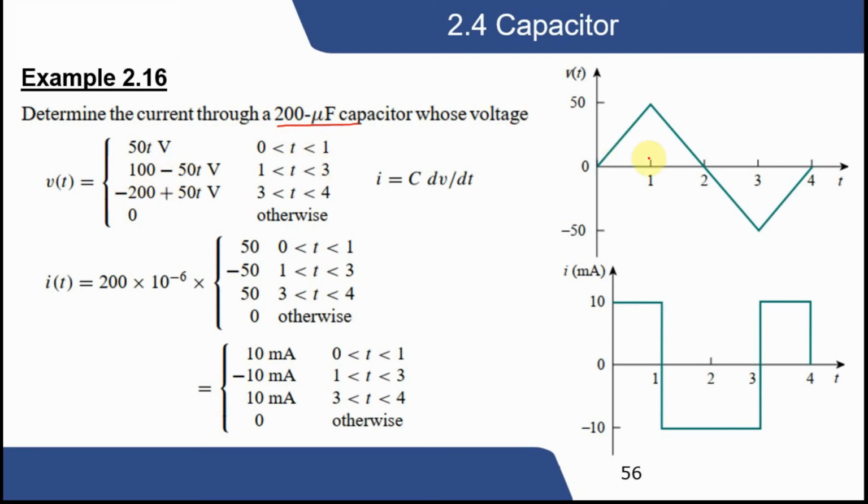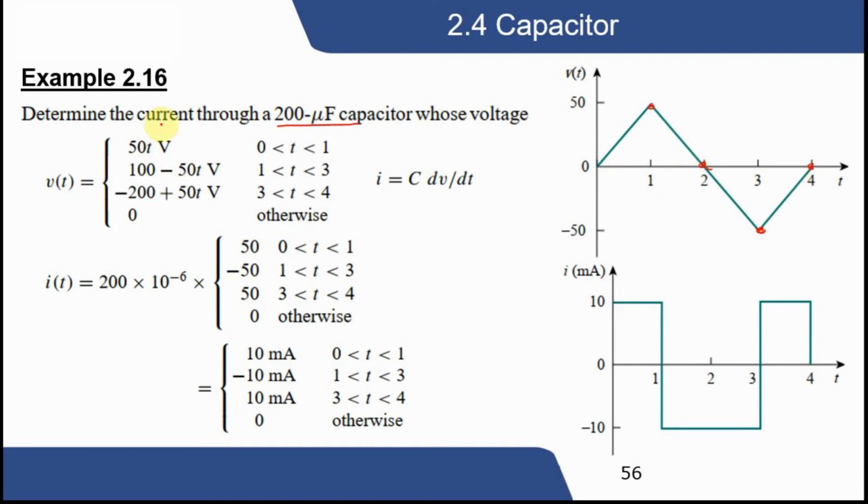So this is the equation, and when we put 2 it becomes 0. So we have 3 points: this point, this point, and this point. Just make a graph, it's a linear graph. If we put 3 it becomes minus 50, and if we put 4 it becomes 0.